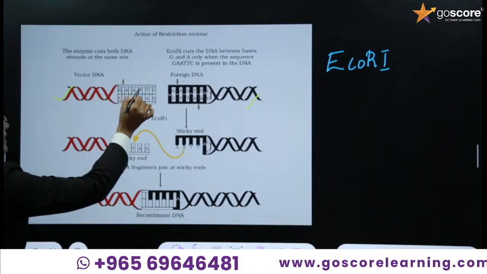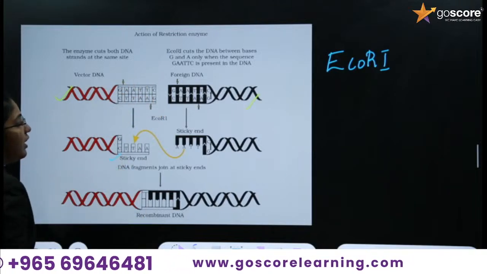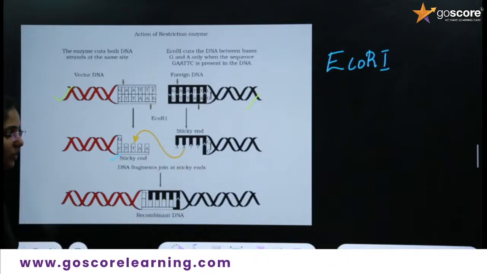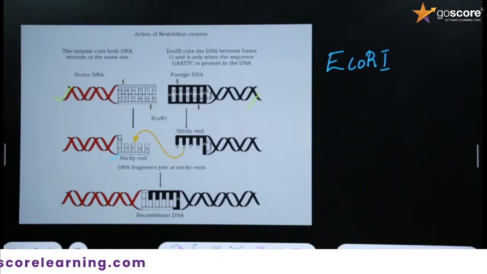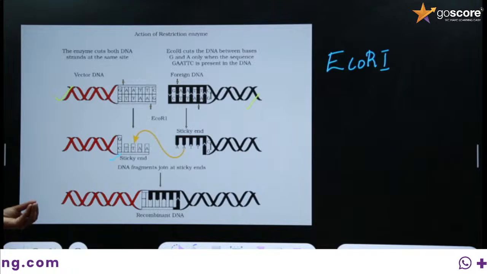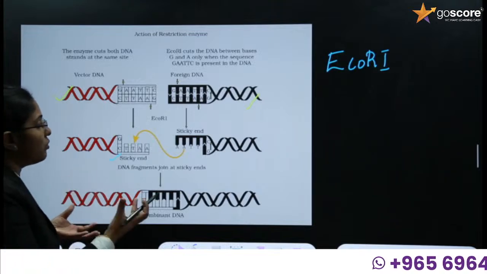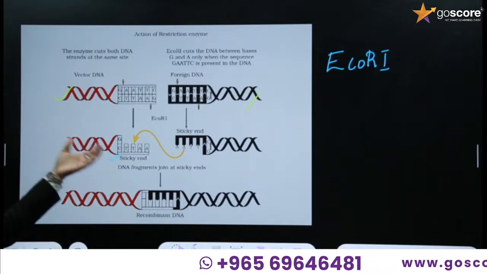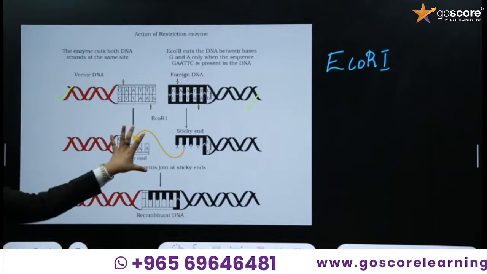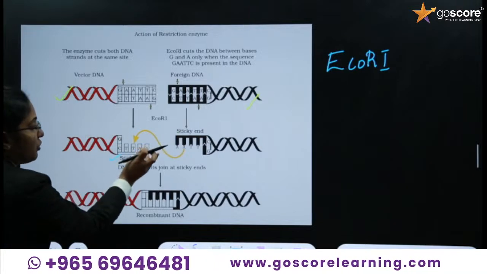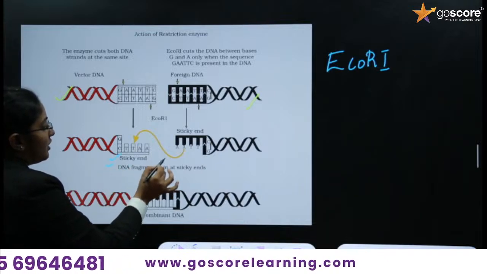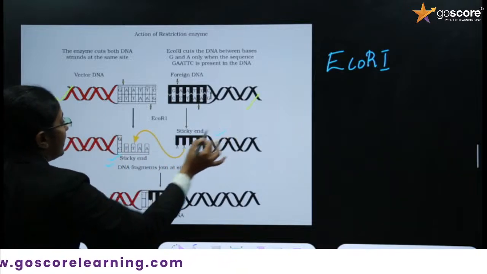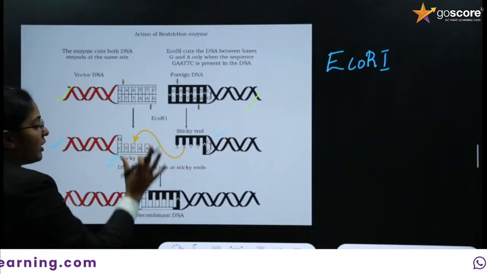See, AATTC is removed from here, and from here CTTAA is removed. This is the way the endonuclease acts. When this DNA is produced after the action of the particular restriction enzyme, sticky ends are produced. These sticky ends can then be joined together. See, DNA fragments join at sticky ends. This is a vector DNA and this is a foreign DNA, so vector DNA and foreign DNA can be combined together.